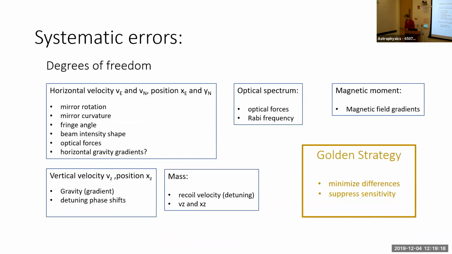Okay, so what do we do to tackle those problems? The golden strategy is twofold. First of all, it's very obvious: you just minimize the differences. You just try to overlap them as well as you can. But this is really only one thing. The other thing is you try to engineer the interferometer such that they are just not sensitive to these parameters.